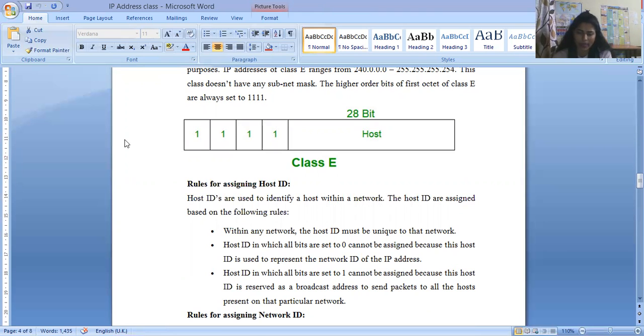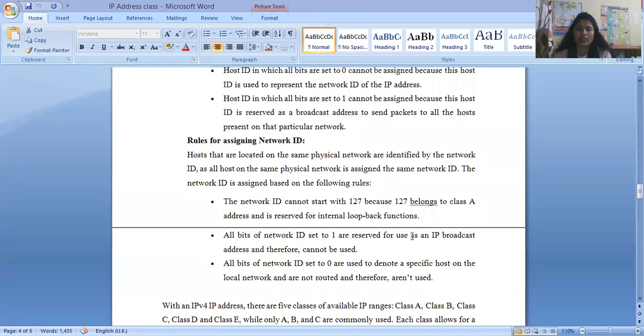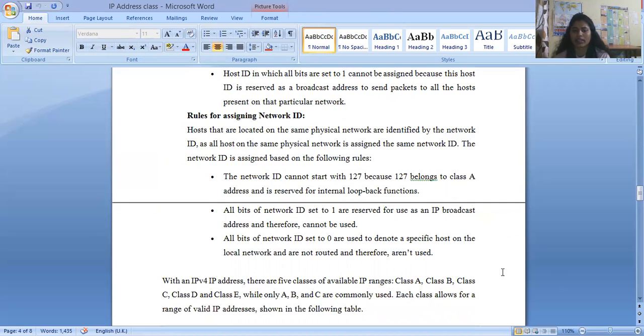A host ID in which all bits are set to 1 cannot be assigned, because it is reserved for broadcast. If we talk about the network ID, hosts located on the same physical network are identified by the network ID, and all hosts on the same physical network are assigned the same network ID. The network ID is also assigned by the following rules. The network ID starting with 127 belongs to class A and is reserved for internal loopback functions. All bits set to 1 is used for IP broadcasting.